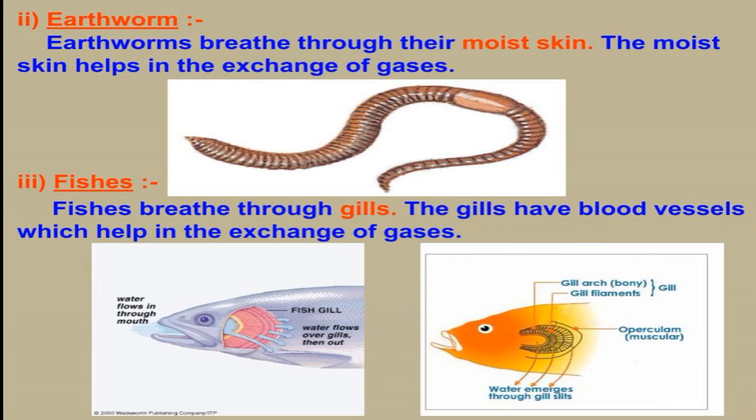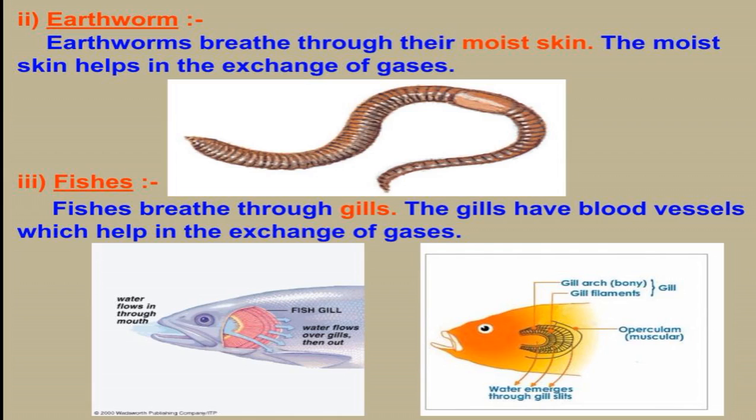Second one, earthworm. Some multicellular organisms such as hydra, leeches, and earthworm breathe through their moist skin. The oxygen from the environment passes across the moist skin of the earthworm and it is carried by the circulatory system to the cell. Similarly, carbon dioxide from the cell is carried by the circulatory system and comes out through the moist skin. The earthworm will die if its skin dries out.